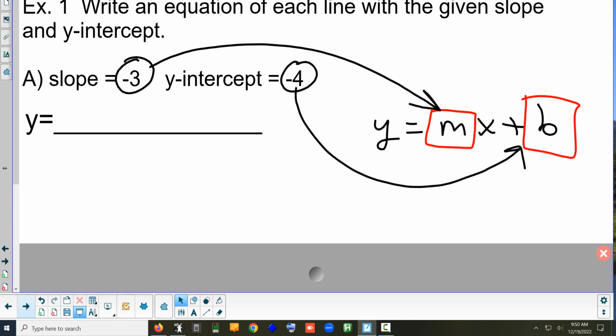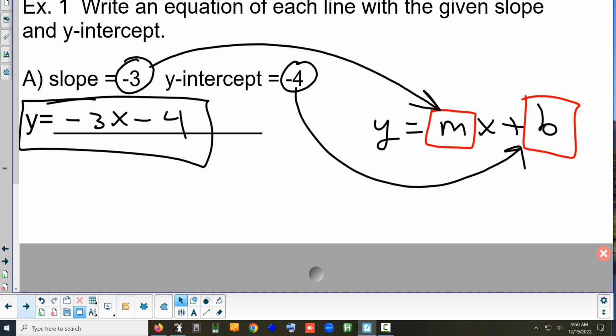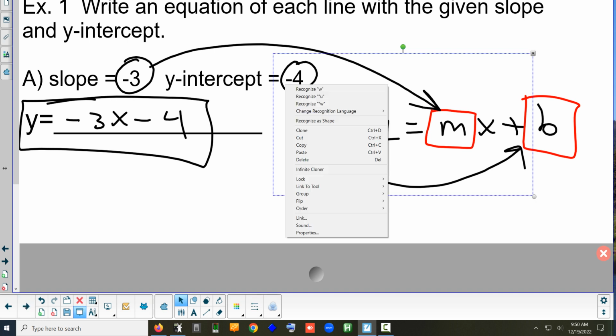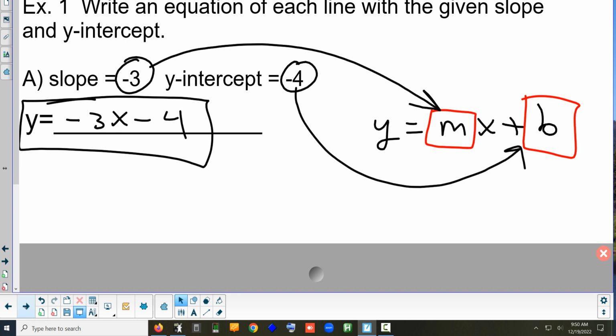All right. Does anyone think they could tell me what the final answer would be when you fill those two numbers in? Yep. y equals -3x minus 4. Yep, exactly. That's it. y equals -3x minus 4. If that minus wasn't with the 4, it would have been a +4. But the minus was there, so it makes it a -4.